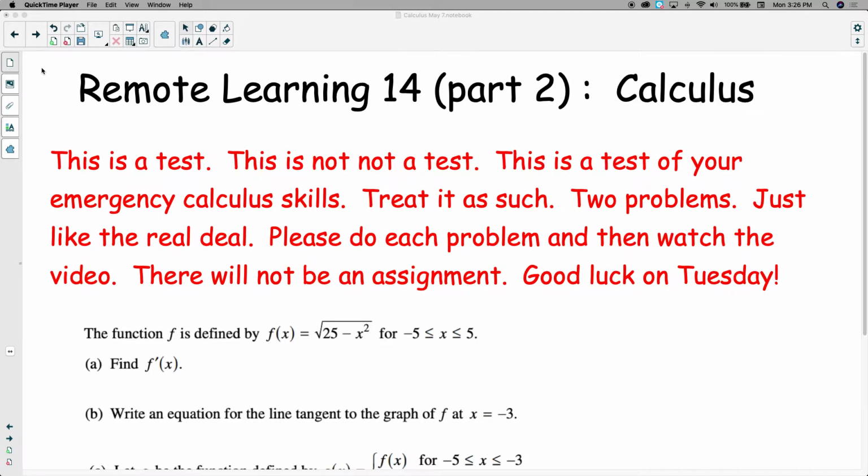Okay, we come to the last part of the last remote learning before the AP exam is here. Therefore, this is a test. This is not a test. This is a test of your emergency calculus skills. Treat it as such. Two problems. That's right, two problems coming your way just like the real deal, which is not the real deal. It is the COVID-19 alternative deal. Please do each problem and then watch the video. There will not be an assignment. All right, good luck on Tuesday, everybody.